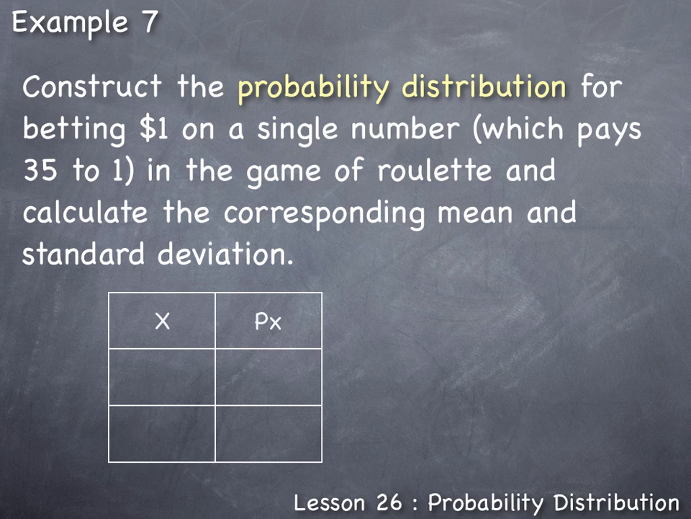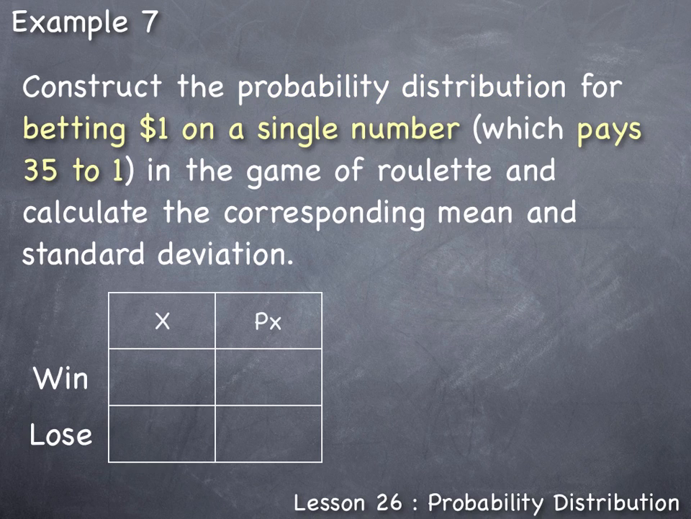Now, when we're making a bet in the game of roulette, there's only two possible outcomes. We're either going to win the bet, or we're going to lose the bet. So the random variable x can take on certain values if we win the bet or if we lose the bet. So to determine that, we'll focus on the bet.